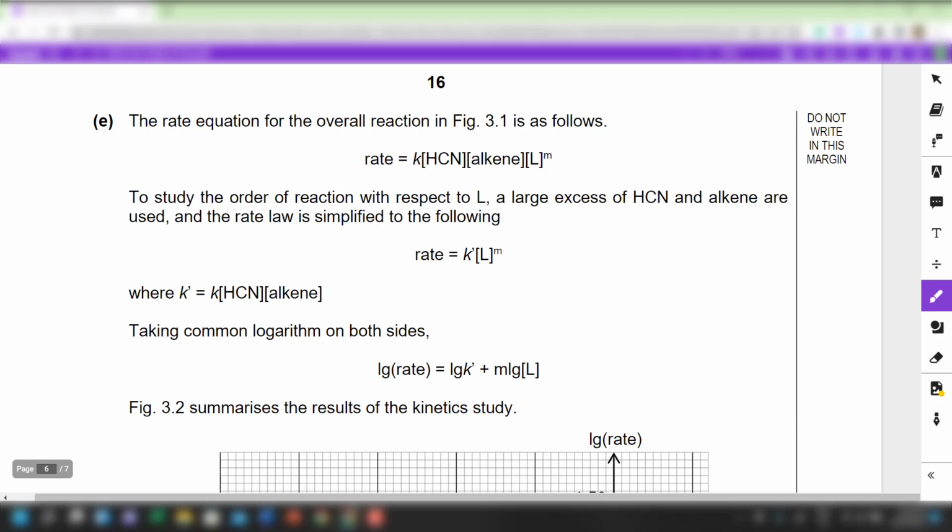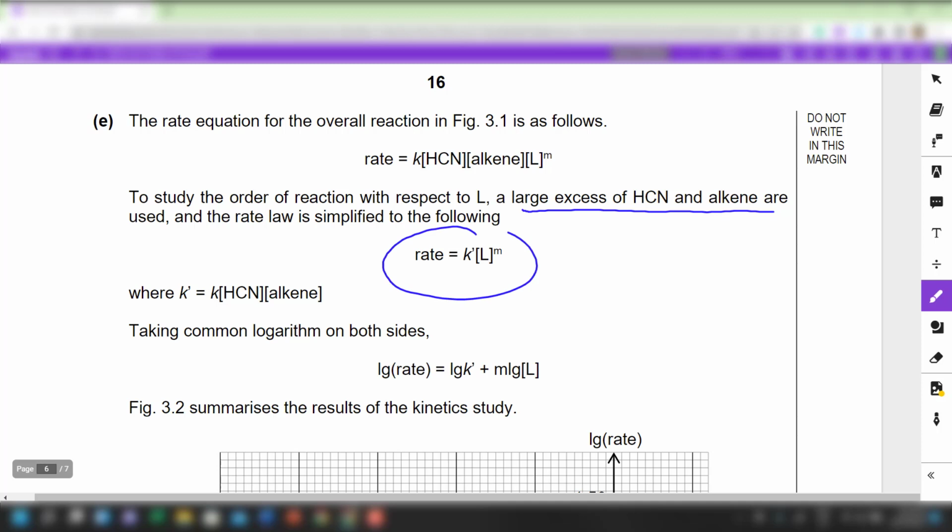Some of you might be wondering, why does it include the ligand? I do not want to go into the details because the actual kinetic study was performed and it's a very complicated reaction because it involved just too many reagents. But yes, there's nothing wrong with the question. The rate equation involved the ligands. And then you were told that a large excess of HCN and alkenes are being used, so the rate law is simplified to this.